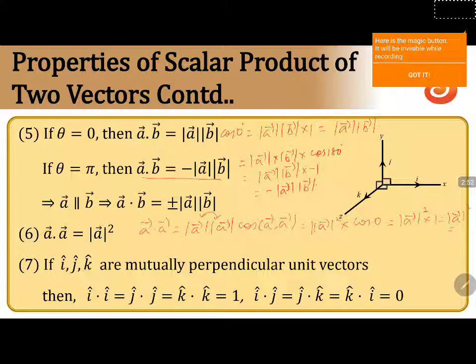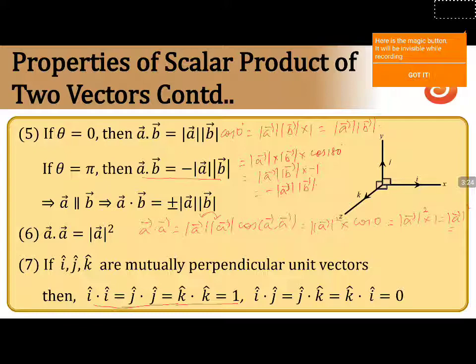And coming to the next one, if i, j, k are mutually perpendicular unit vectors, which means their magnitude is equal to 1. Now i dot i is equal to j dot j is equal to k dot k is equal to 1. That is, the dot product between two same vectors will always be equal to 1. Means the dot product of two like vectors is always equal to 1.